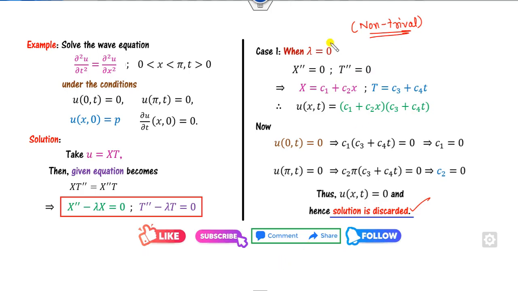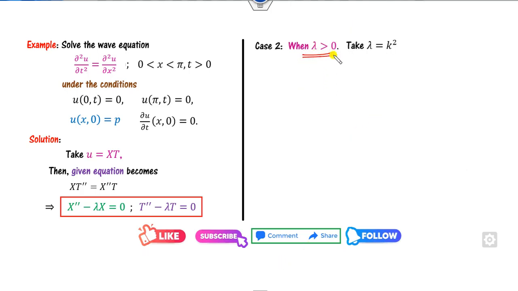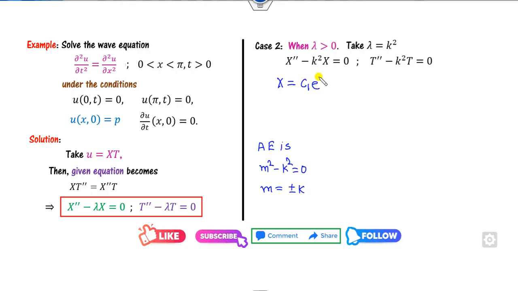Now look at the second case. When lambda is positive, I can assume lambda is k square because it is always positive. Clearly lambda is non-zero, so k will be non-zero. Substitute the value of lambda in these two equations, and we will get these expressions. Now can you find the value of X? What is the auxiliary equation corresponding to the capital X? m square minus k square is 0, so m will be plus minus k. So it will be C1 e raised to power kx plus C2 e raised to power minus kx.